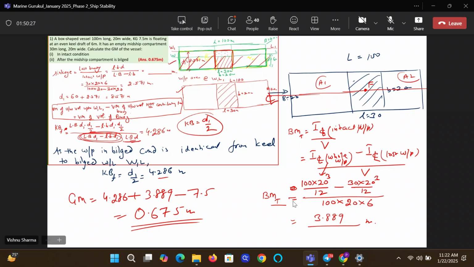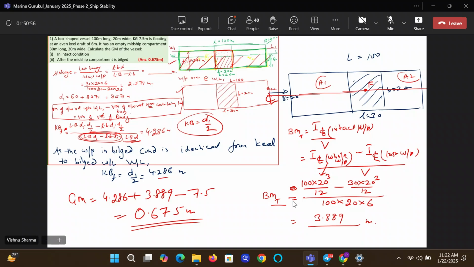What I was thinking was that because we are taking everything in the final condition... What did you do after that? I subtracted the bilged compartment volume. How did you get the bilged one? In notational form, please tell me. Small l into small b into D1.